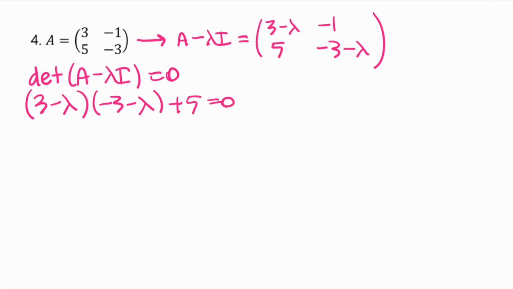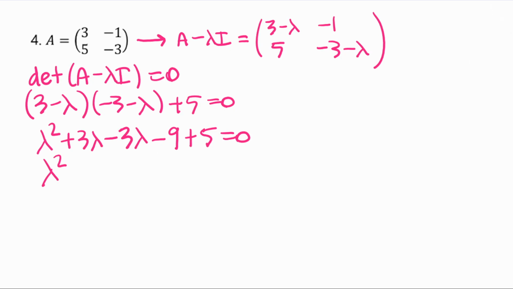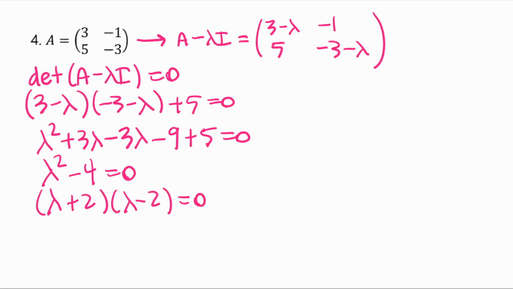Right, so I'm going to have a positive lambda squared. Negative 3 times negative lambda is positive 3 lambda. Positive 3 times negative lambda is negative 3 lambda. If I multiply 3 times negative 3, I get minus 9 plus 5. That's going to be lambda squared minus 4 equals 0, and we can factor that. Okay, and now I've got my eigenvalues, 2 and negative 2.